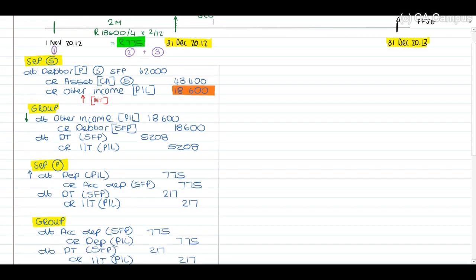Okay, so let's have a look at this. Remember, we need to do the group journals. Therefore, let's identify all of the transactions that are recognized in our profit and loss. Remember, only for our group, guys.